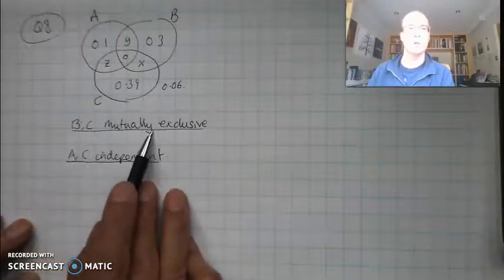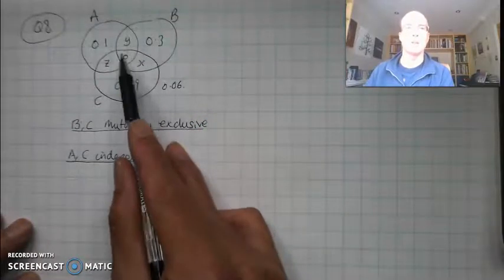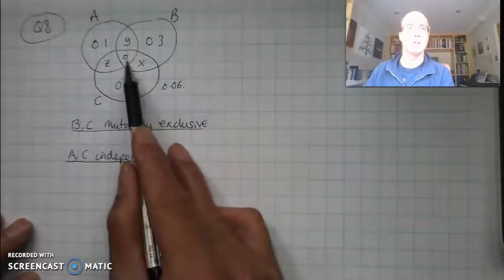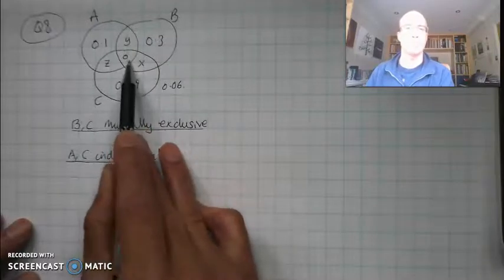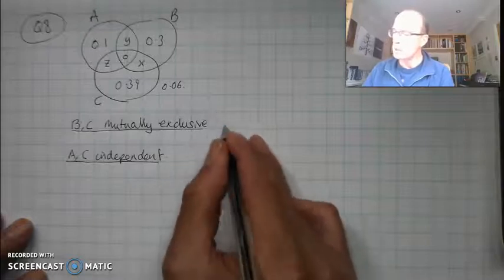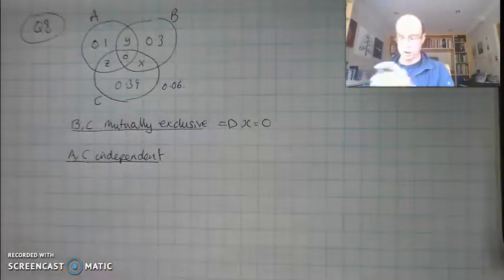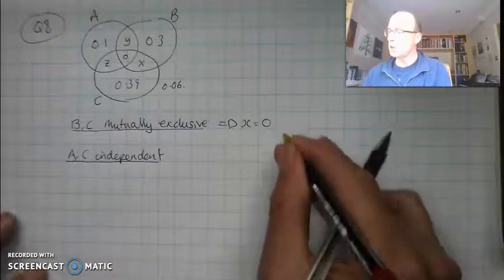So B and C mutually exclusive. So these two events can't occur at the same time, which means there's going to be no overlap. So we've already got a Z in the three-way overlap, but my value of X must also be 0. So B and C mutually exclusive. This implies that X is equal to 0, and I've just got myself my first accuracy mark.